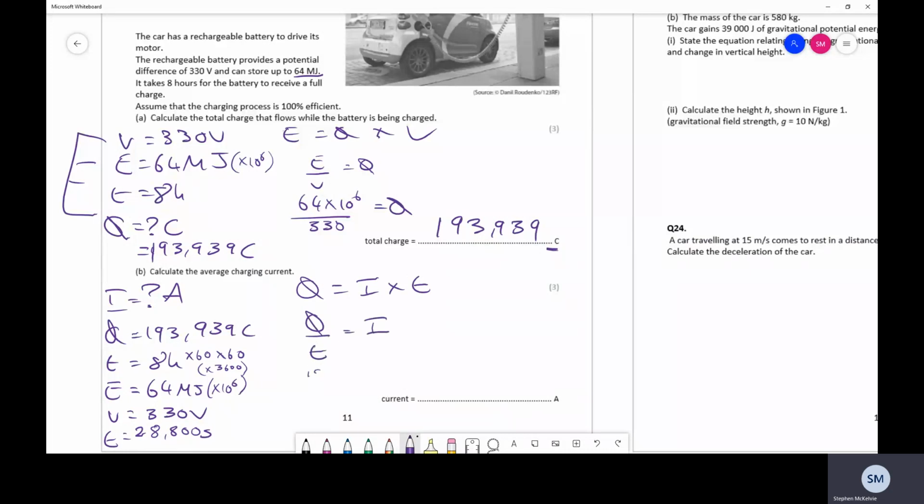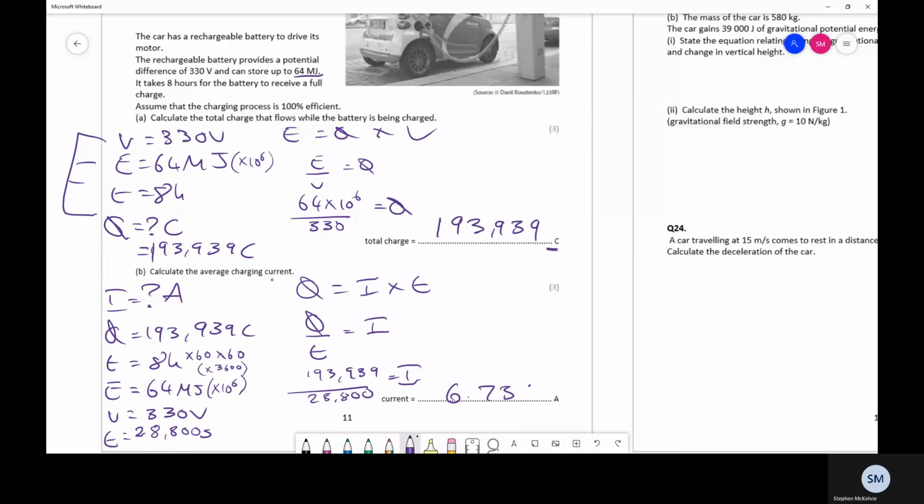And then I'm going to put in my numbers. 193,939 divided by time, 28,800 will equal my current. 193,939 divided by 28,800, and I get 6.733. Yep, 6.73, and I'm going to leave it just at that, 6.73.